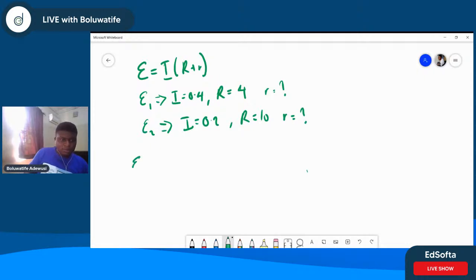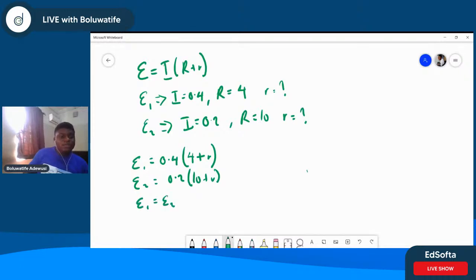Okay, so using the formulas, just substitute the values there. E1 is 0.4 times big R, which is 4, plus small r, which we don't know. Then E2 is equal to 0.2 times 10 plus r, which we don't know. Now mind you, these two must be the same. So this is what I'm going to have, where the small r is the unknown.